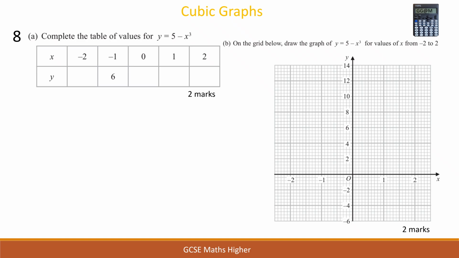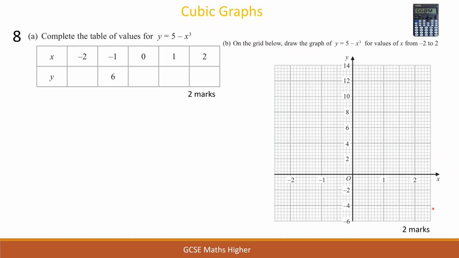This is a question on cubic graphs. So we've got y equals 5 minus x cubed. So this is a table. You've got to work out what the missing values are. You're told if x is equal to -1, then y is equal to 6. You've got to work out what the missing values are, and then plot them on the grid here. So press pause, have a go at working out what the missing values are in the table, then draw out the graph and see if you can work out what the graph looks like. Press play once you're ready to hear the answer, once you've had a go at doing that.